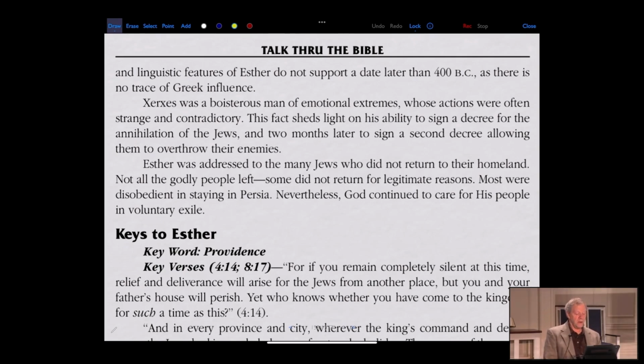Esther was addressed to many Jews who didn't return to their homeland, because not all the godly people left. Some did not return for legitimate reasons, and most were disobedient and staying in Persia. Nevertheless, God continued to care for his people who were in voluntary exile.